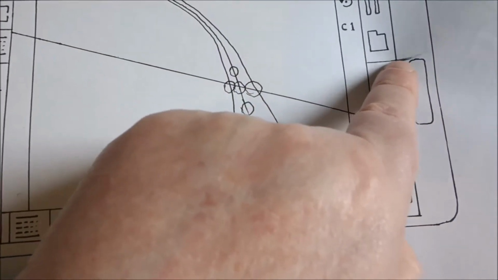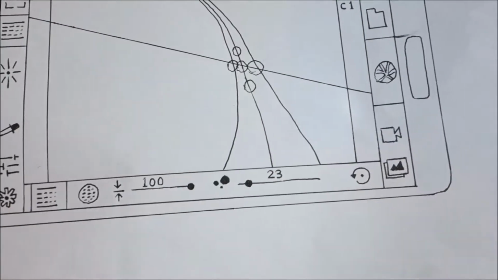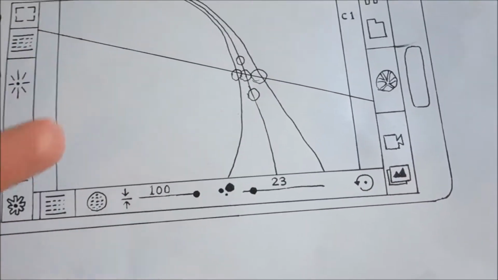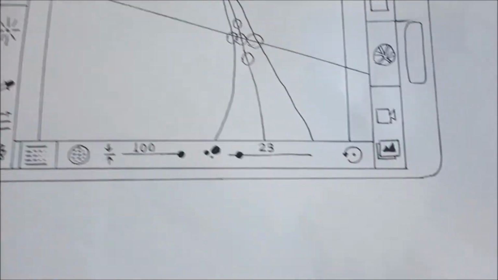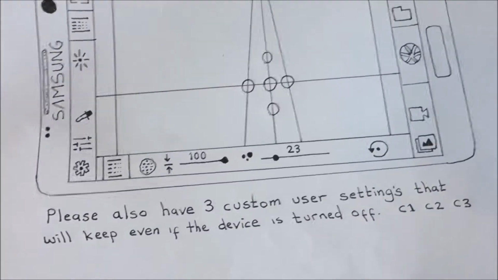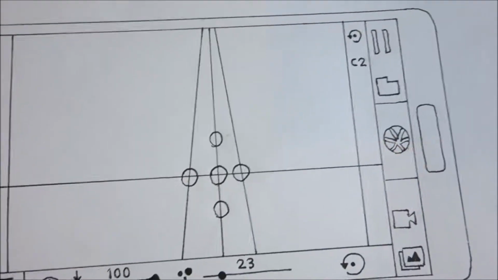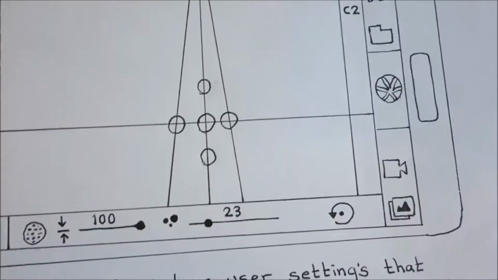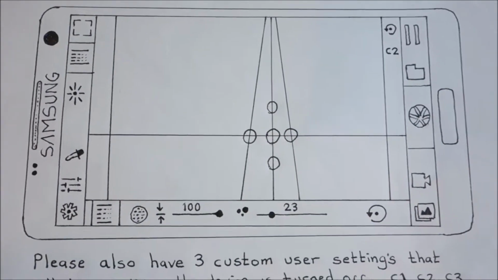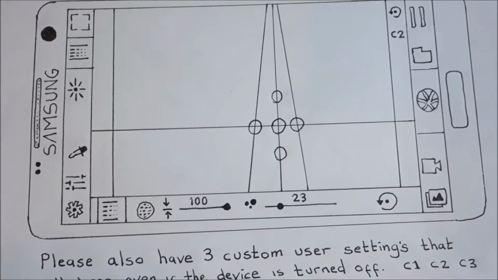Forget this little bit here, the ink smudged. Using one of these soft gel ink pens. But yeah, the 3 custom user settings would be good, as you get in many cameras. This would make it fantastic.